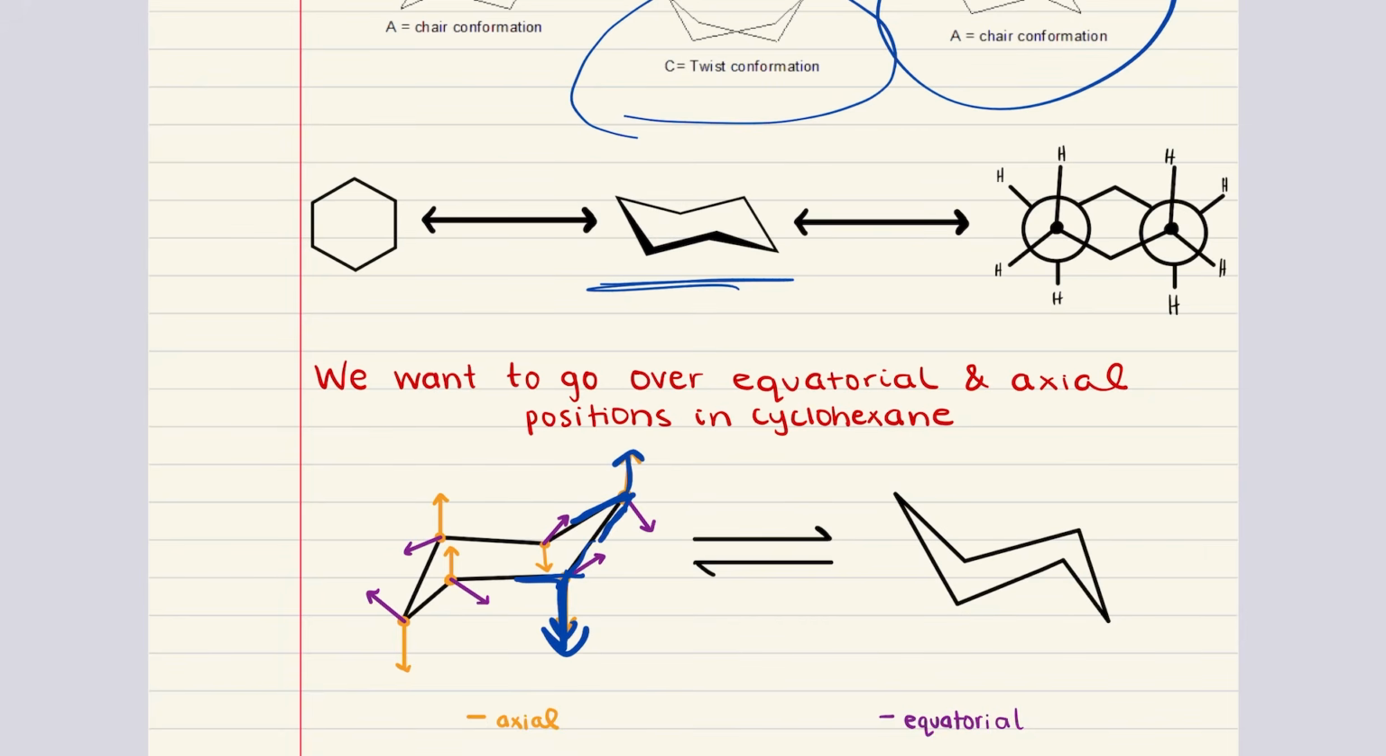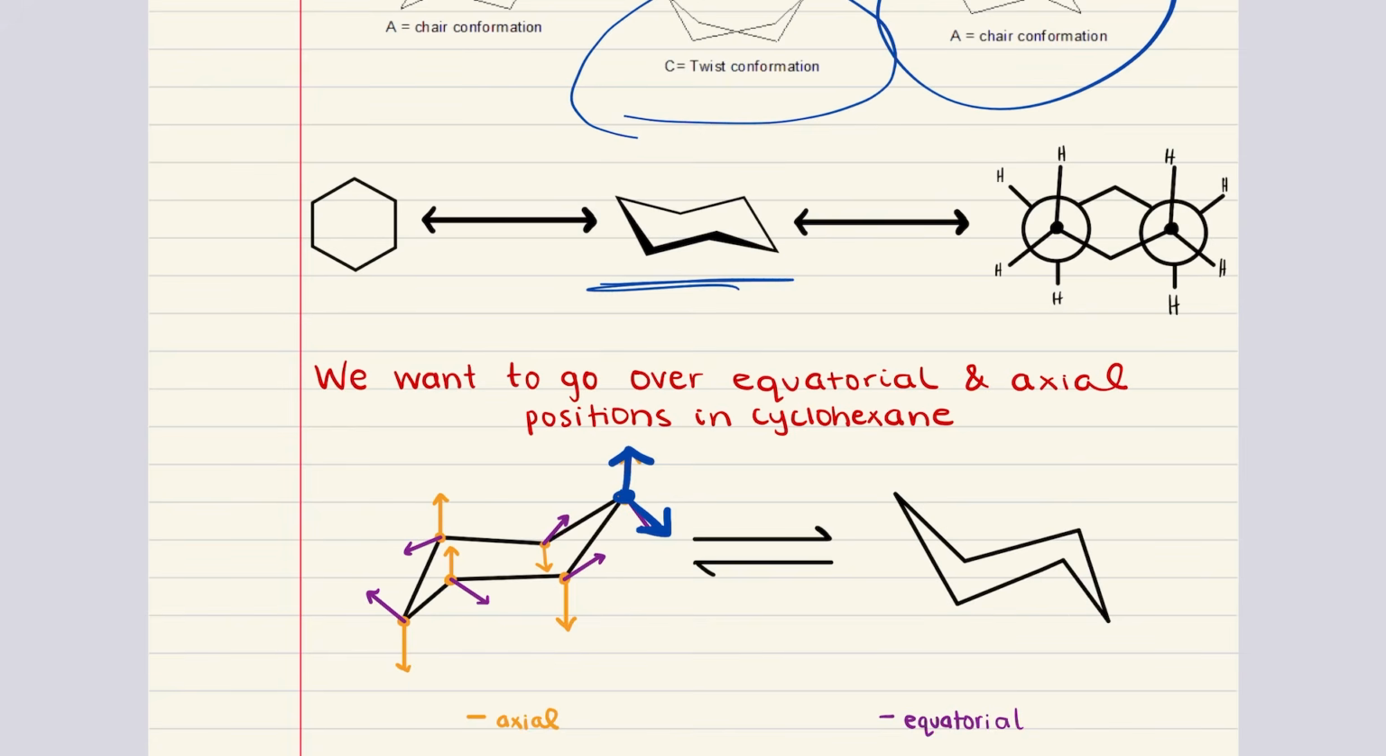The other position is the equatorial position. These point outward roughly along the plane of the ring, and they alternate from slightly up or slightly down around the ring, and they're always in the opposite direction to the axial position at the same carbon. This arrangement means that at each carbon in this chair conformation, one substituent occupies an axial position, either up or down, and the other occupies an equatorial position that's outward in the opposite direction.